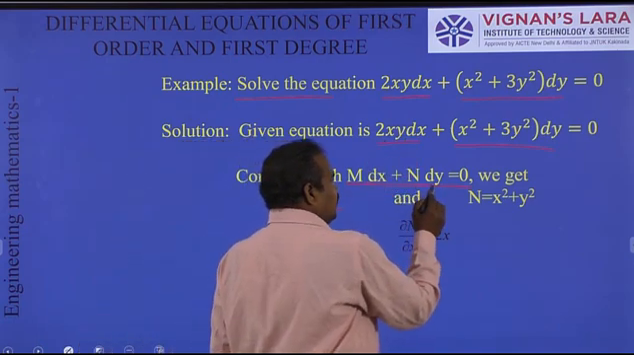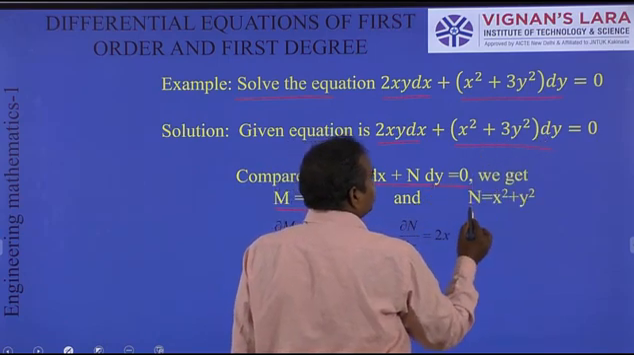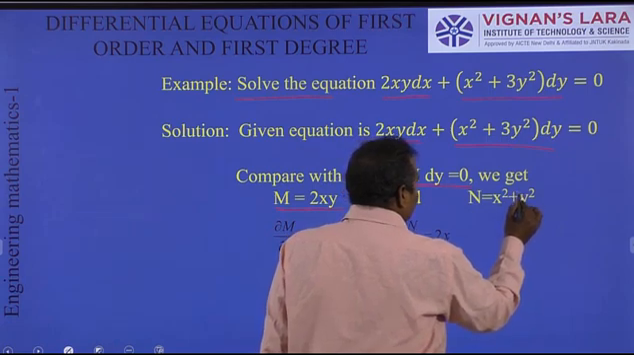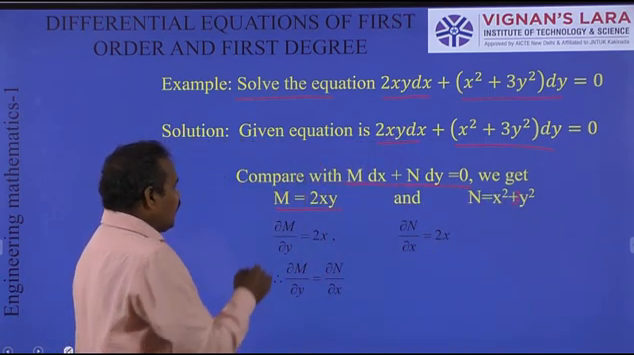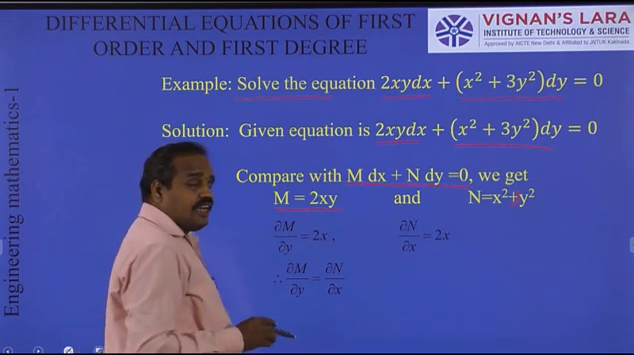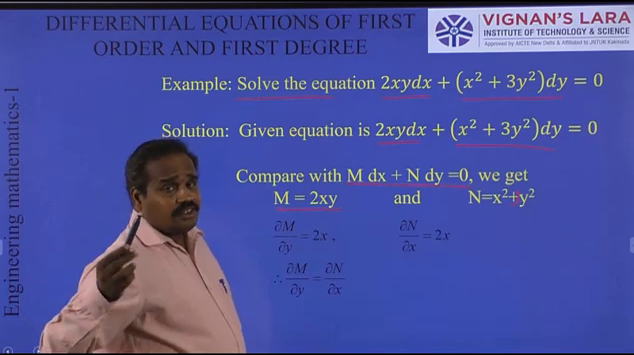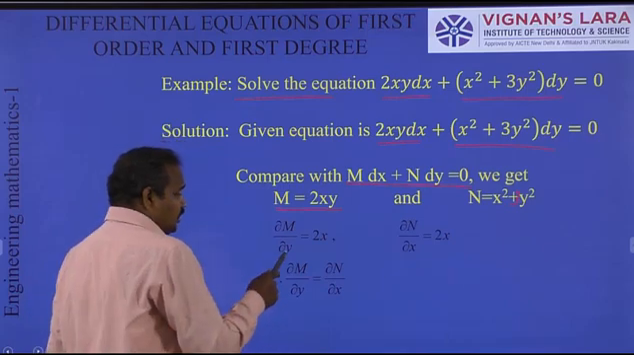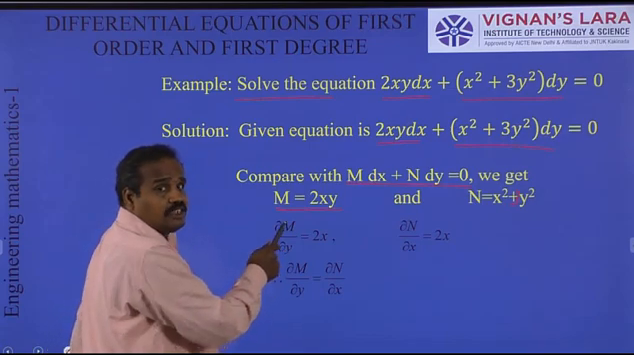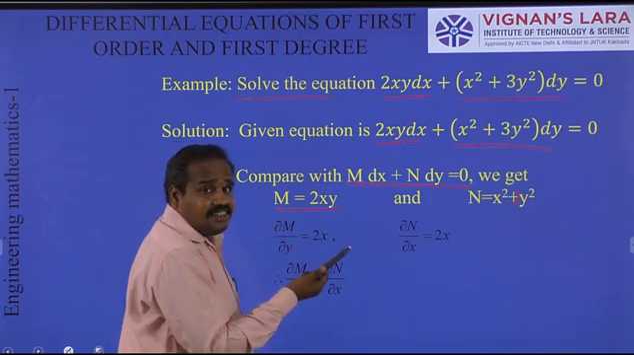Coming to the n, what is the value of n? Dy coefficient. So what is the coefficient of dy? x square plus 3y square. x square plus 3y square. Now partial derivative of m with respect to y. What is the meaning of partial derivative? With respect to one variable you are doing, that means remaining all variables you treat it as a constant terms. So here see this one. Here I am making this partial derivative of m with respect to y. With respect to y means treating x as a constant.